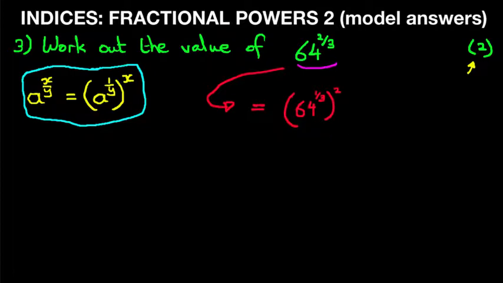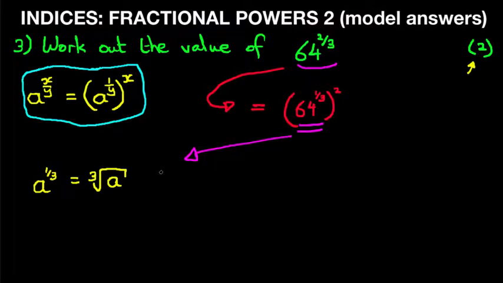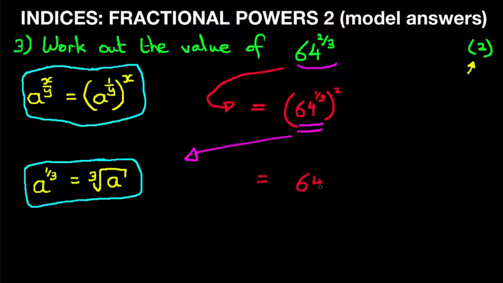Now we know that 64 to the power of 1/3, we can use another formula for this. And we've gone through all of these in our tutorials. If we have a to the power of 1/3, this equals the cube root of a. A to the power of 1/3 equals the cube root of a. So coming back to our question, 64 to the power of 1/3 becomes the cube root of 64, and don't forget the brackets, to the power of 2.